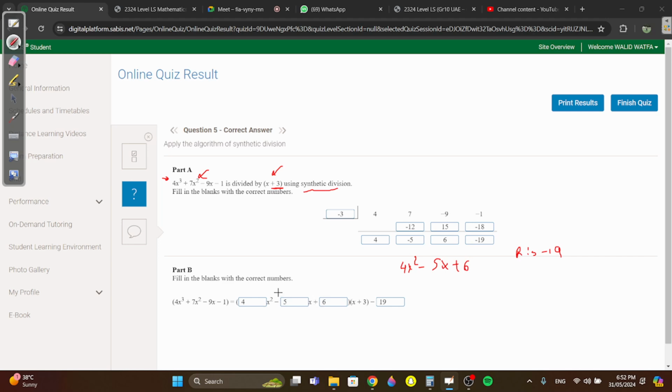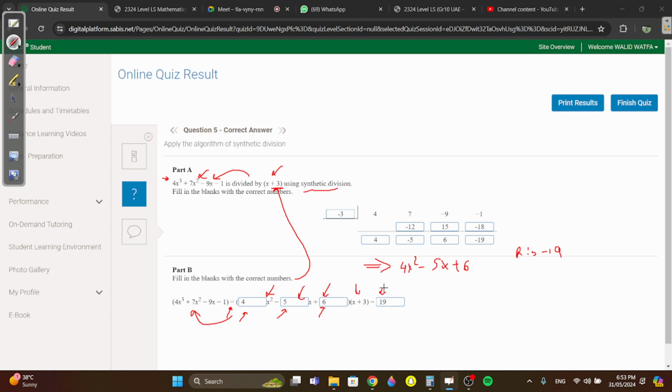So how would you write this? We just put our answer in, right? They're expressing it as a product of two things. Remember, if they want it expressed when they put equal, that basically means something times this number gets you this number. What is that something? We just found it here. So 4x squared minus 5x plus 6 times x plus 3 gets me this number. Except you still need the remainder at the end.